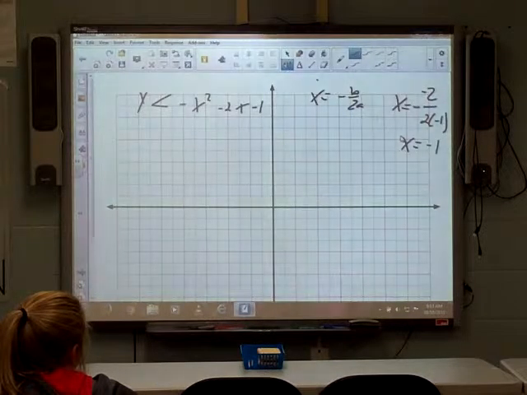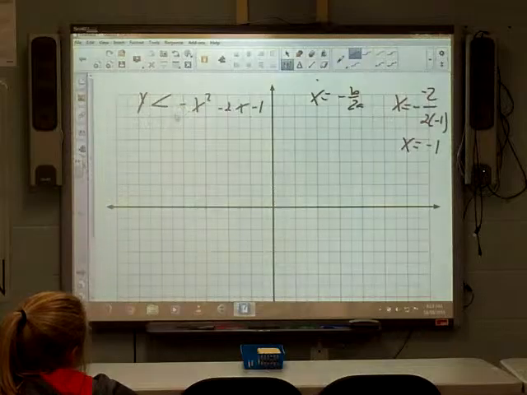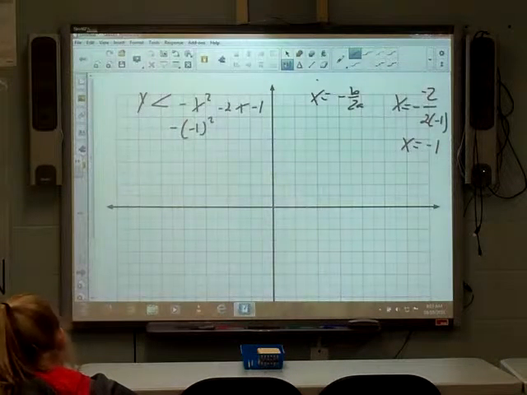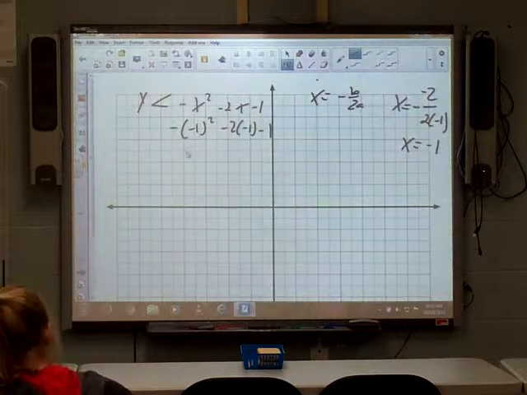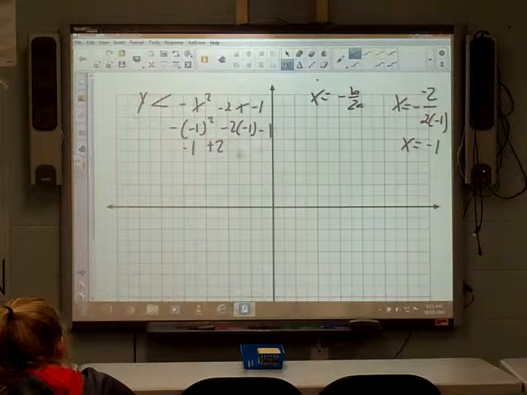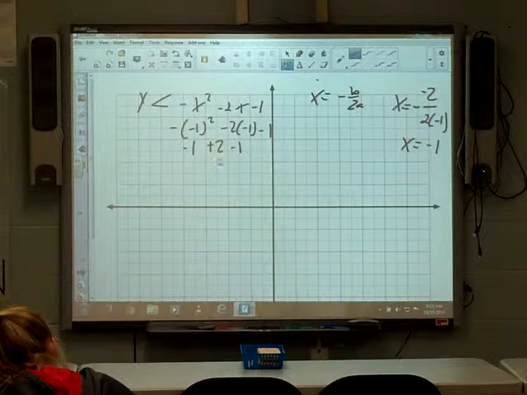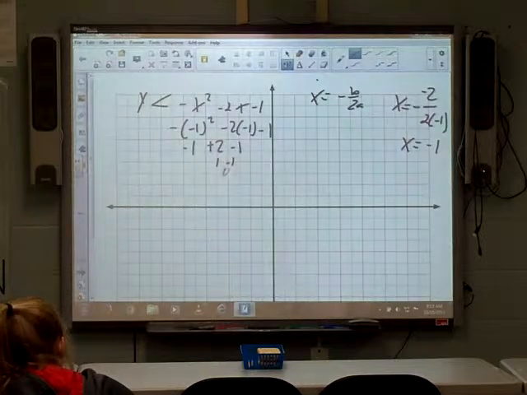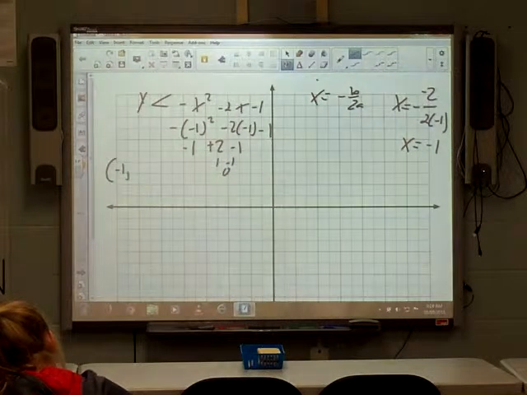Okay, so now I'm going to plug that back in for the x's to get my y's. So be careful with this negative x squared here. That would be negative 1 squared minus 2 times negative 1 minus 1. So negative 1 squared is 1, but then I make that negative. Negative 2 times negative 1 is a positive 2, and then minus 1. So negative 1 plus 2 is 1, and then 1 minus 1 is 0. So we've got a vertex at negative 1, 0.